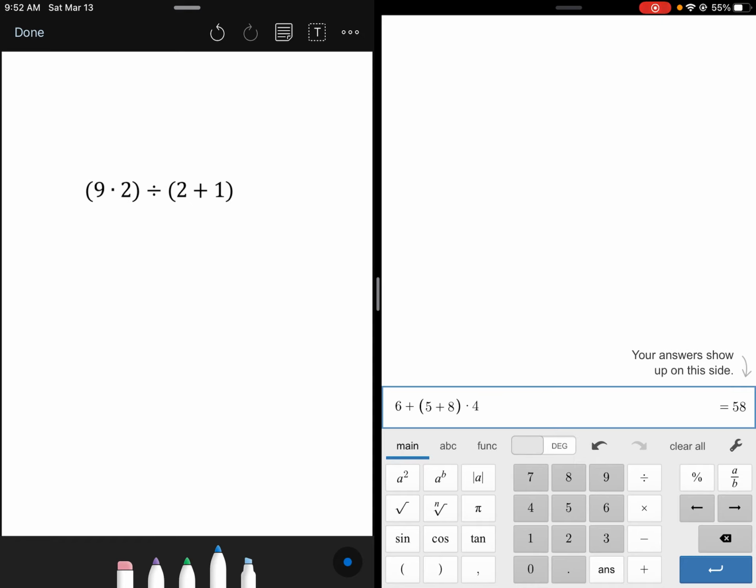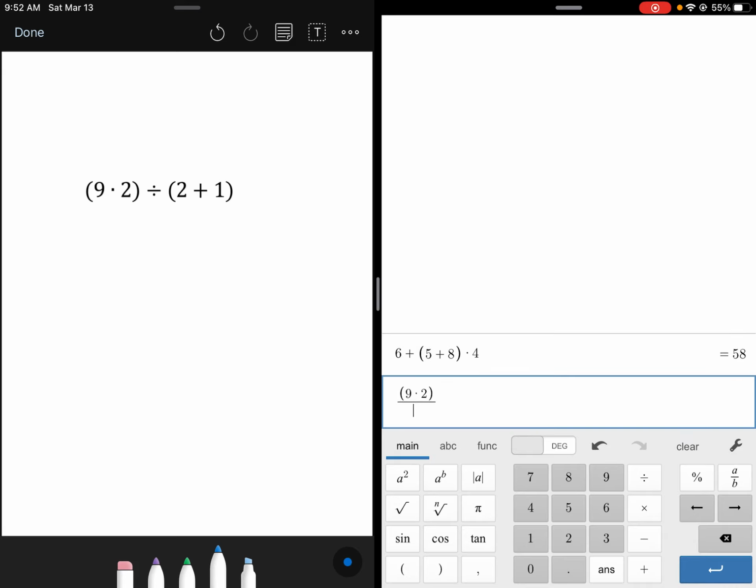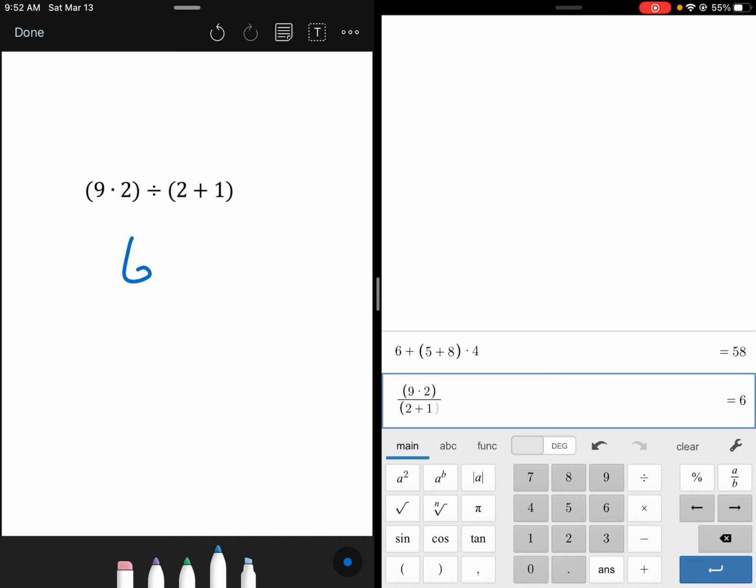We can do the same thing for this problem. I have 9 times 2 divided by 2 plus 1. And you can see my answer there is 6.